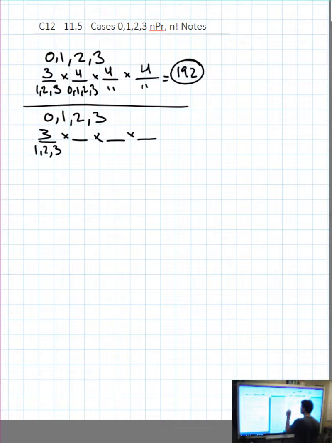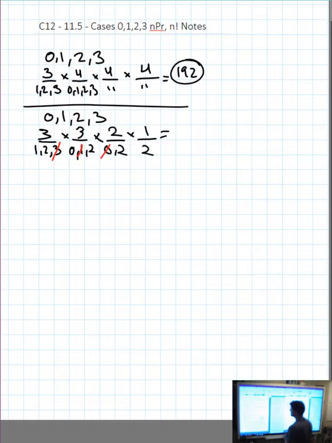But then, let's say I used the 3. Well, now I have the 1 and the 2, but now I have the 0 back to choose from. So that's 0, 1, or 2. And that's 3 examples again. Interesting. Let's say I use the 1. Well, then I have the 0 and the 2 to use, which is 2 examples. Then let's say I use the 0, and then I have the 2 last for 1. And 3 times 3 is 9, times 2 is 18, times 1 is still 18.